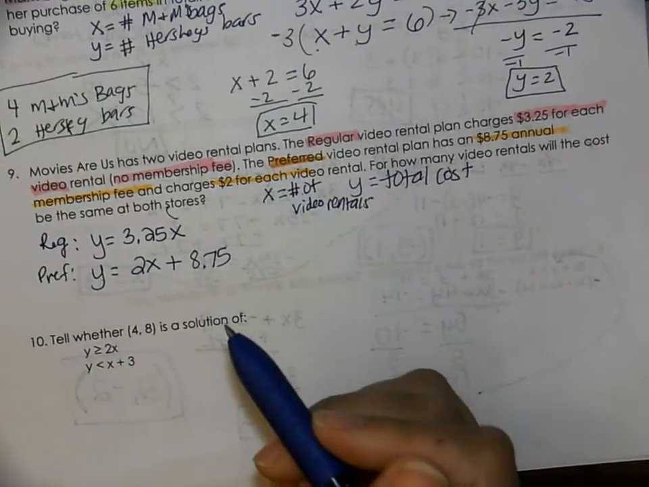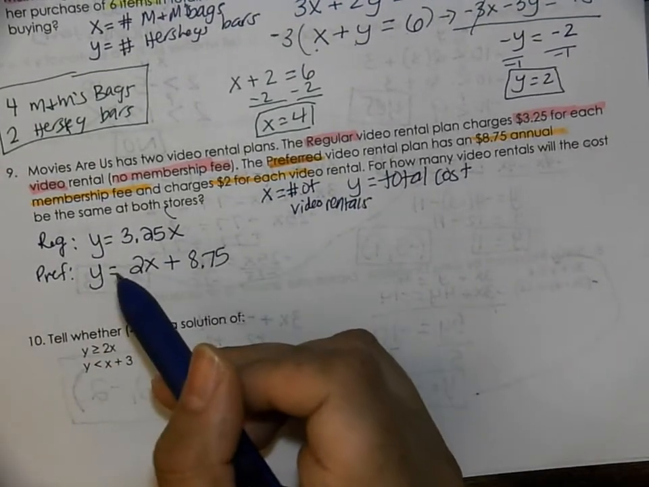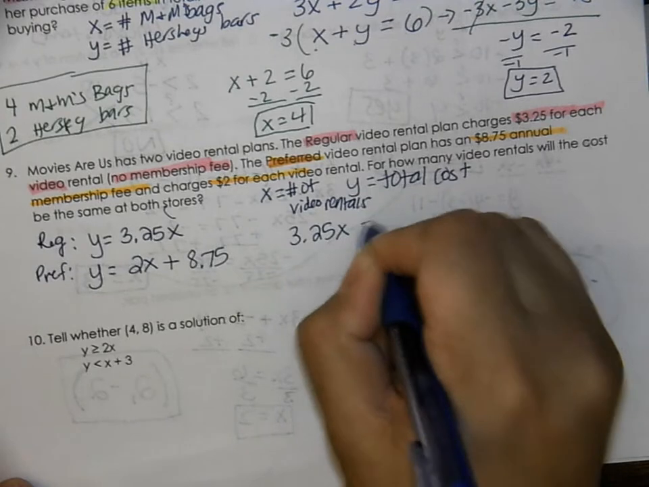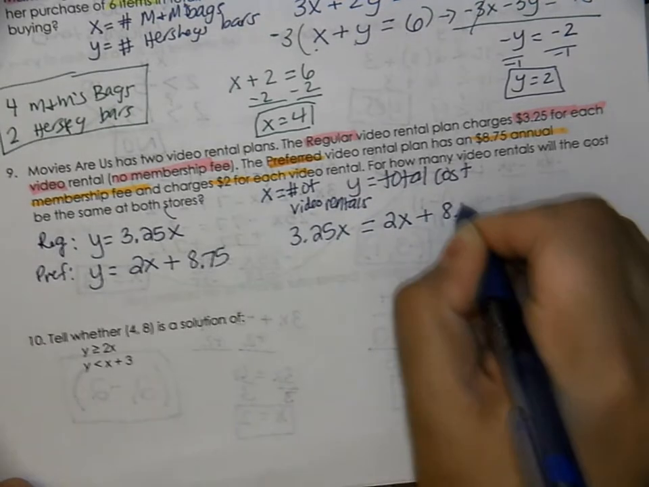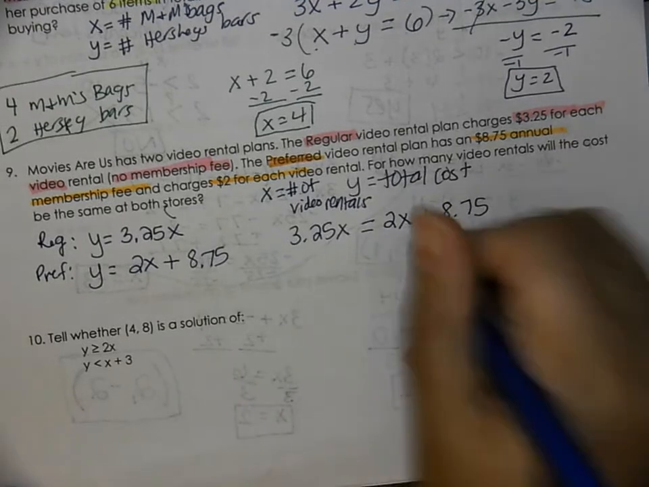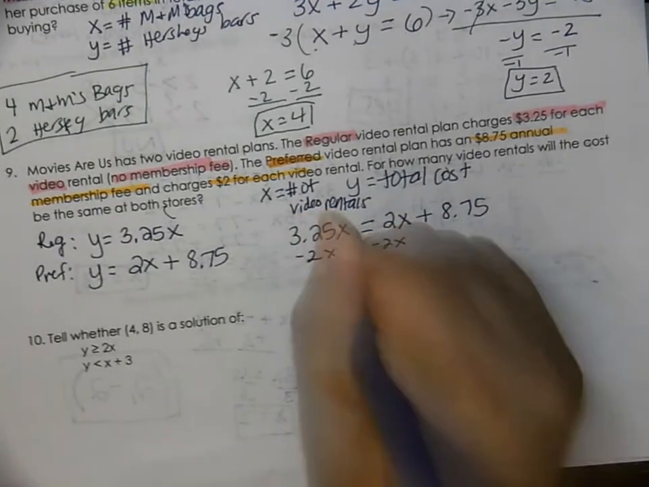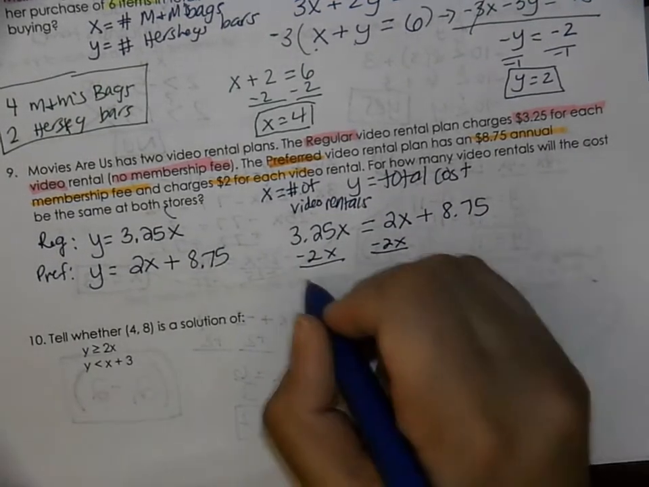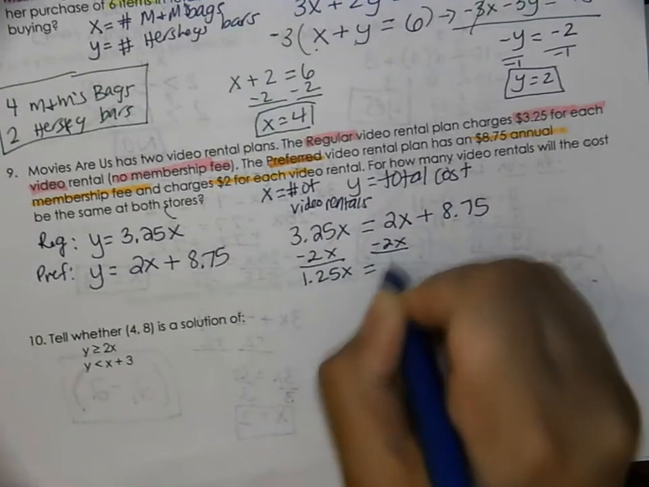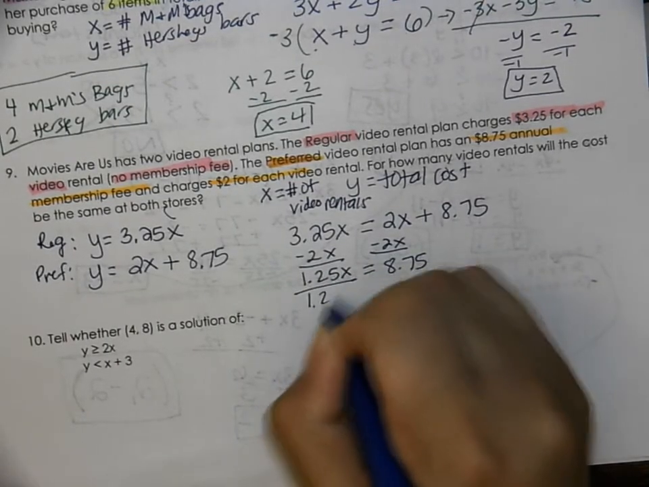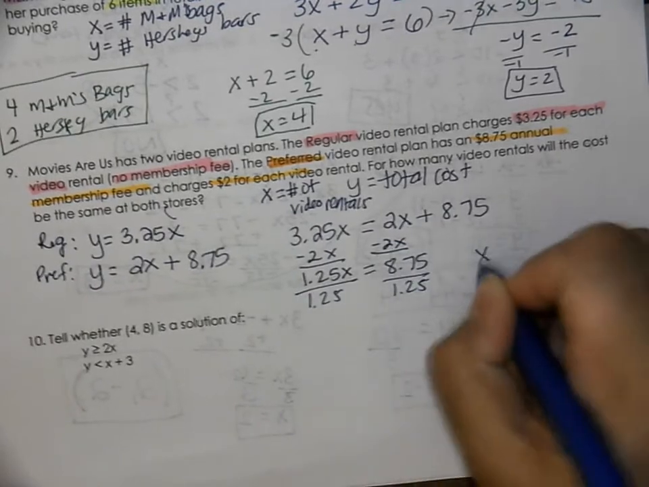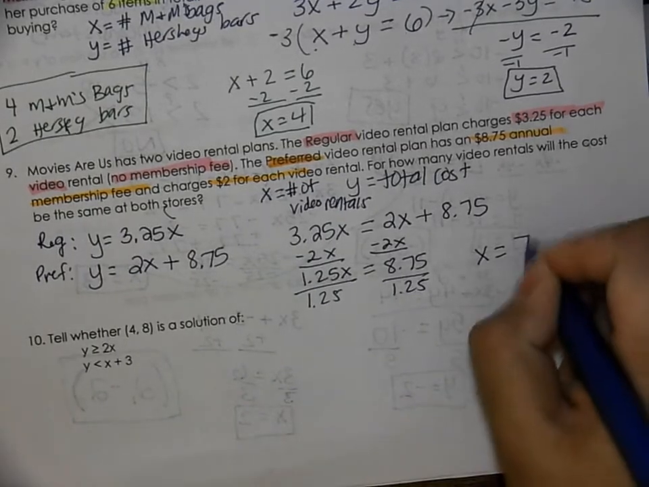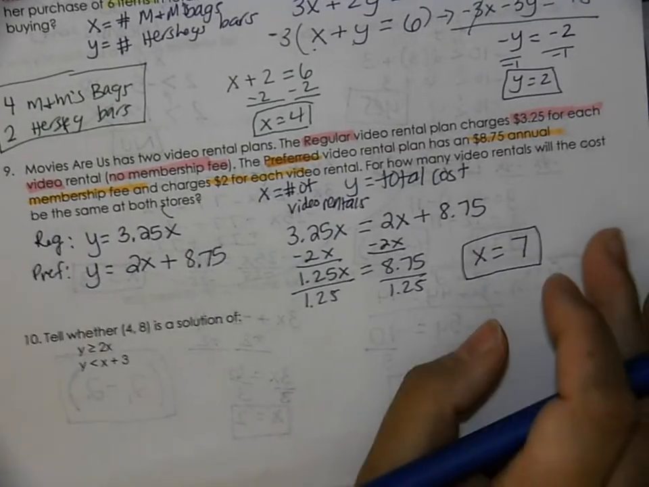These are the two equations. Now, when you see y equals and y equals like this, the easiest way to solve is by setting them equal to one another. So 3.25x is equal to 2x plus 8.75. To solve this, we're going to subtract 2x, and we get 1.25x is equal to 8.75. Divide by 1.25, and x will be 7.